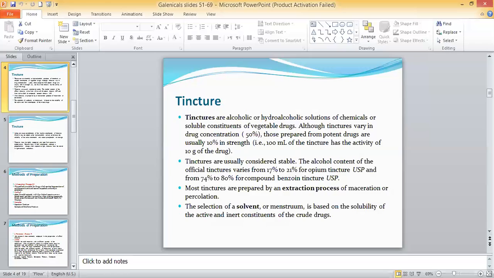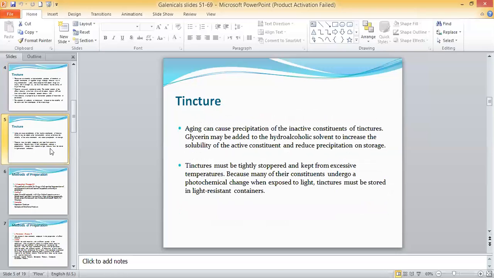The selection of the solvent or menstruum depends on the solubility of the active constituents which are present in the drug. Tinctures have a disadvantage, and that is precipitation. Precipitation of the inactive constituents of tinctures occurs over a period of time. That is called aging. For example, if a tincture is made and after say 3 months, 5 months, 6 months, precipitation occurs in that tincture due to the inactive constituents which are present in the tincture.